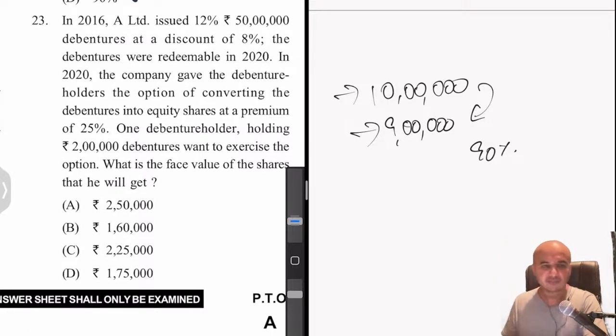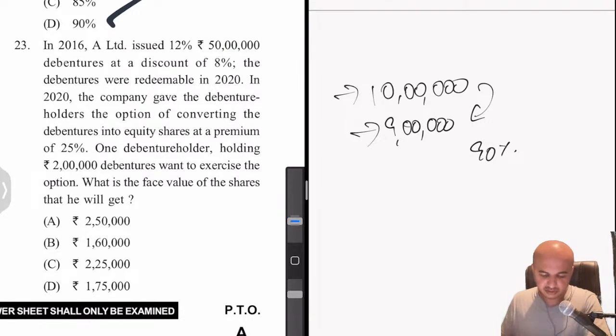Question number 23. Let's read this first. In 2016, A Limited issued 12% 50 lakh debentures at a discount of 8%. The debentures were redeemable in 2020. Now being redeemed, in 2020, the company gave the debenture holders the option of converting. That means the shareholder can either get the cash from the company or they can convert their existing debentures into shares. So one debenture holder holding 2 lakh debentures wanted to exercise the option. What is the face value of the shares which he will get?